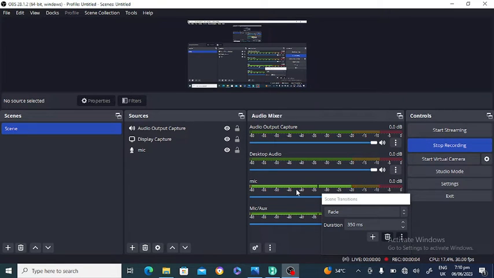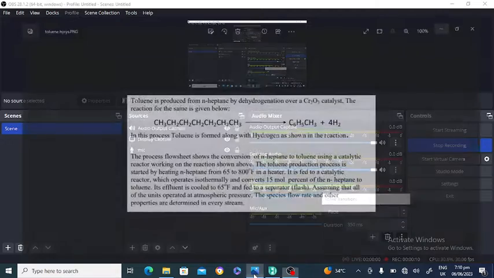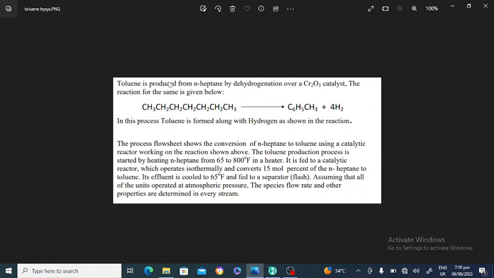In this lecture we will discuss the production of toluene from n-heptane using a chromium catalyst. Toluene is produced from n-heptane by dehydrogenation over a Cr2O3 catalyst. The reaction for the same is given below.